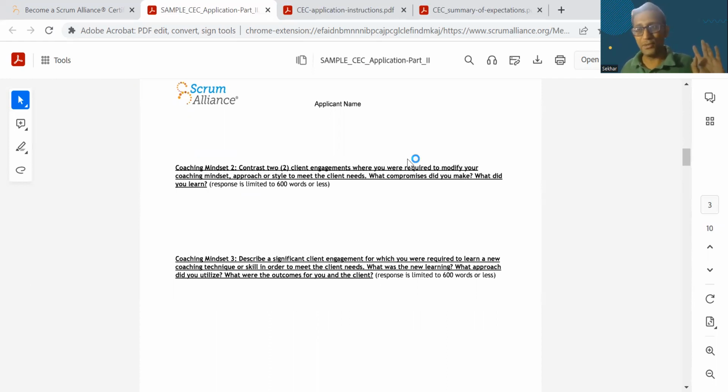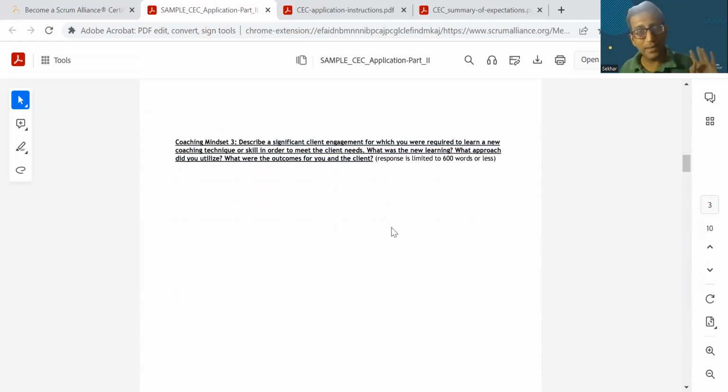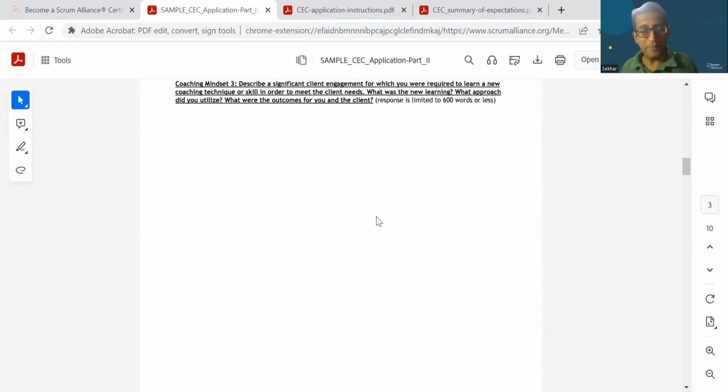Yeah. So you have to contrast two experiences, and then describe a significant client engagement for which you were required to learn a new coaching technique or skill in order to meet the client's needs. So what was the new learning? What approach did you utilize? What outcomes did you and the client get? Yeah.